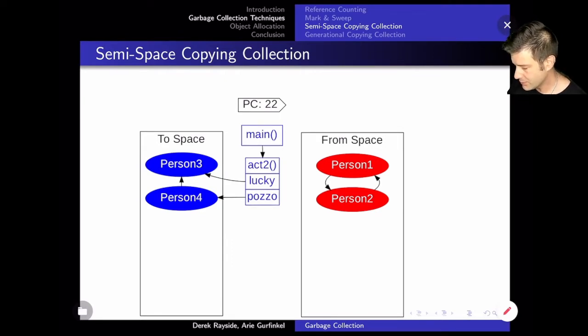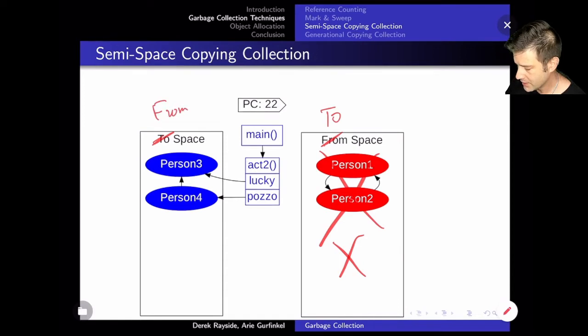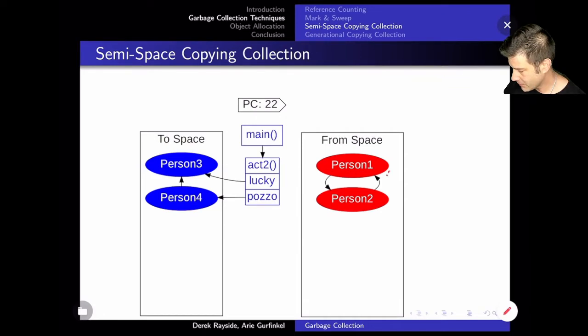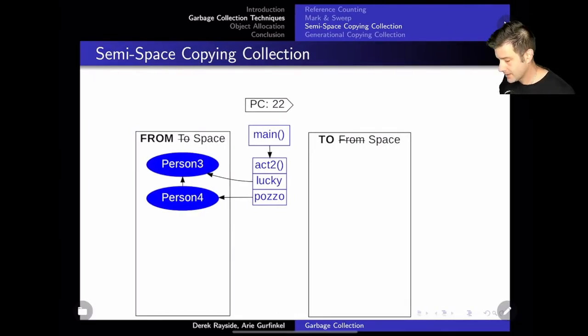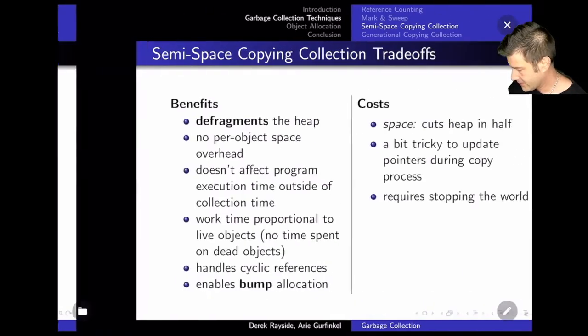But once we've done this copy, we simply forget about the from space. We simply rename it into to, we rename this into from, and we restart the program as if nothing happened. Okay? So if here in the from space we had lots of dead objects, we never even look at them. We don't traverse them, we don't mark them, we don't touch them. We only traverse objects which are blue, the ones which are reachable from the stack. Okay, so we've done that part.